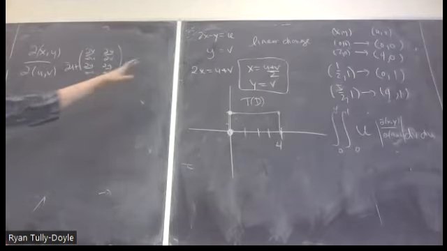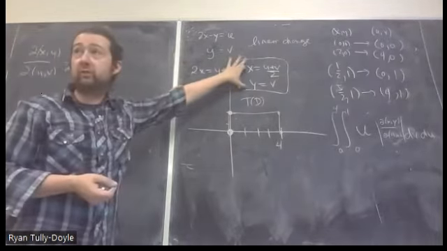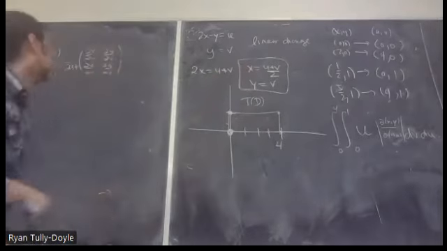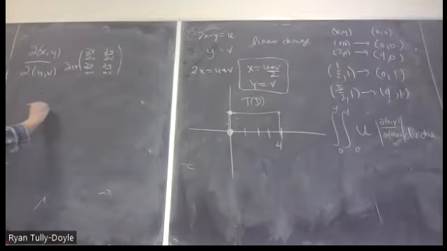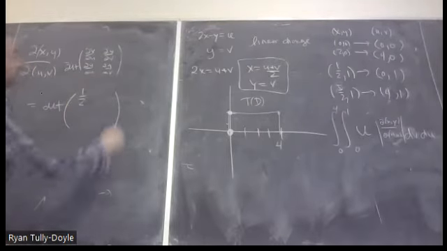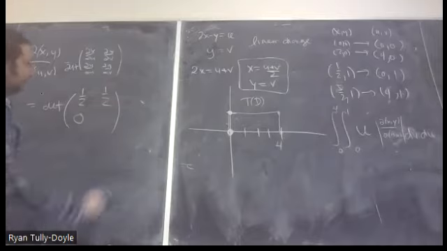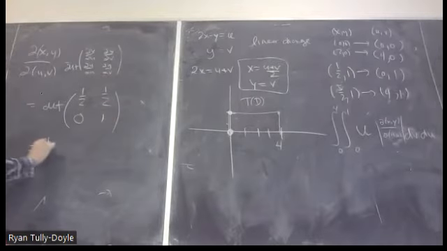Everything about this is really nice, except for the part where you have to invert the relationship to calculate the Jacobian. That's equal to the determinant of, okay, dx du is 1/2, and dx dv is 1/2, and dy du is 0, and dy dv is 1. So the determinant of all this is 1/2.